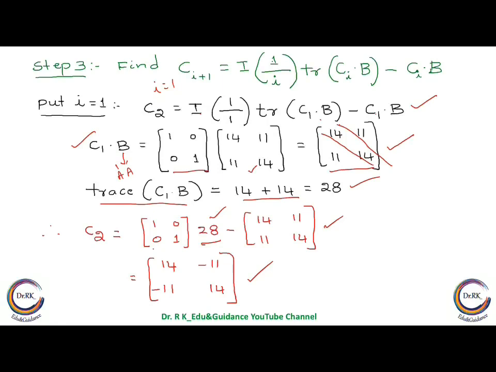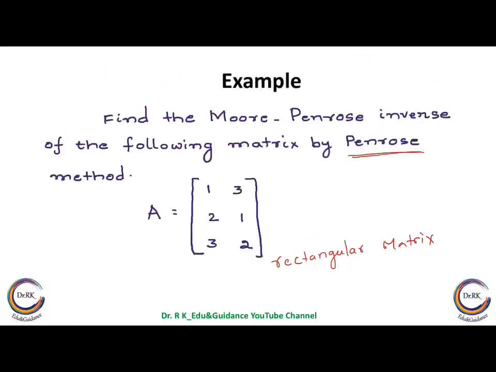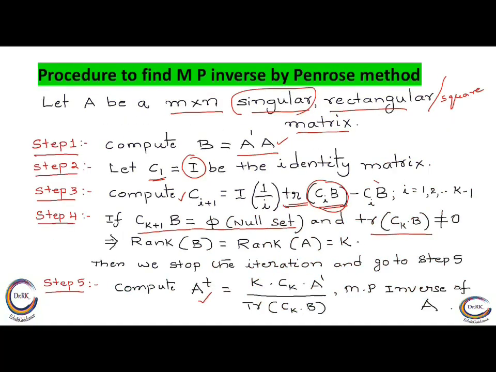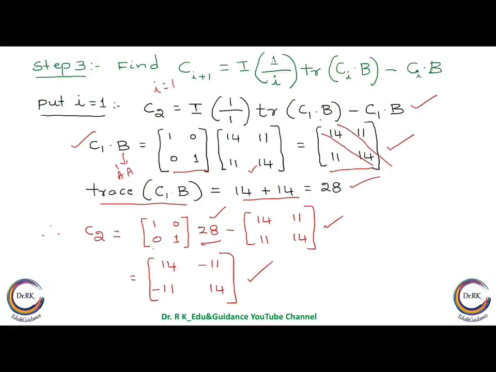Next, here we are not getting the conditions what we discussed, right? What you see is the condition C k plus 1 into b equal to 0, right? It is not happening, right? So that means we have to proceed further. Here C1b is not becoming null set, right? So then we have to go further and see with C2b, right? If C2b is not satisfying the condition, then we have to go for C3b, like this, right?